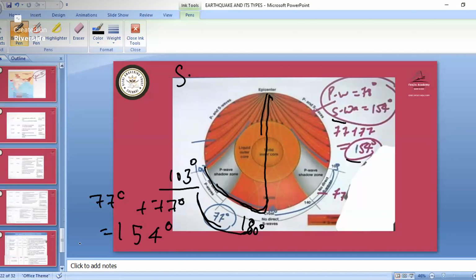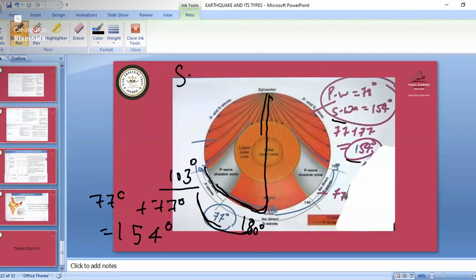Any doubt in the earthquake or the rock parts, you can ask me. Okay, so we have finished this one. Tomorrow we will study the plate tectonic theory, and then we will see the geomorphic processes, that is weathering, erosion, and after that, in a later class, we'll see the landforms formed by glaciers, mountains, all those landforms. So that's all for today.